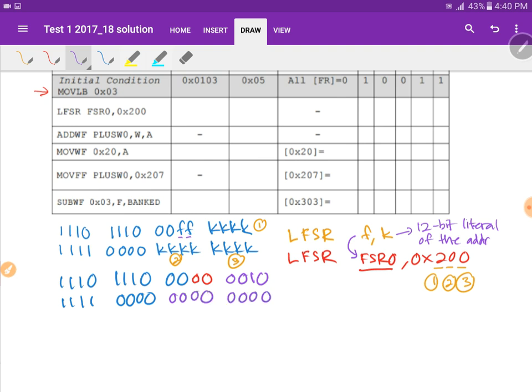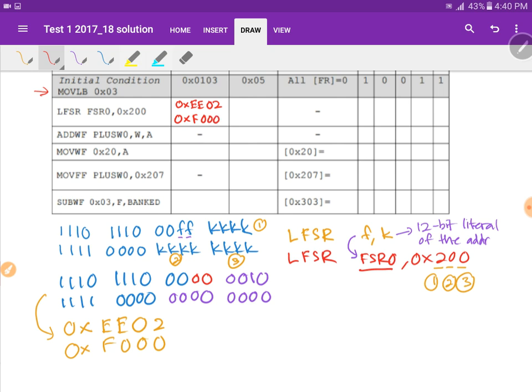We don't leave the answers in binary, so we need to convert them to hex. The top 16 bits will be hex: this is E, the second one is E, now this is 0 and this is 2. The bottom one will be hex F0 0 0. So this is the answer for the first one. We write here hex E E 02 hex F0 0 0.